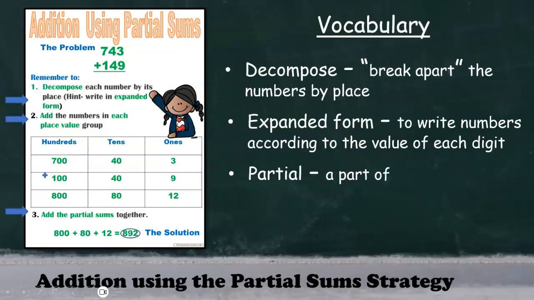Let's review a few key vocabulary. Decompose means to break apart the numbers by place. Expanded form, to write the numbers according to the value of each digit. And also partial, which simply means a part of.